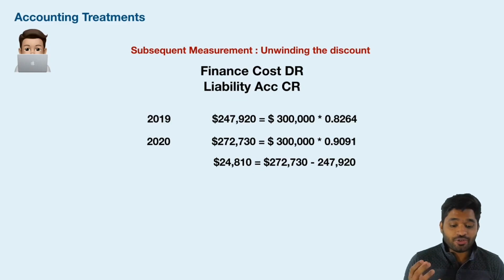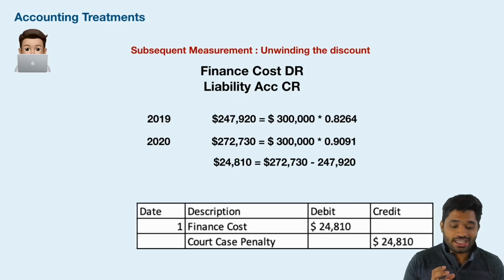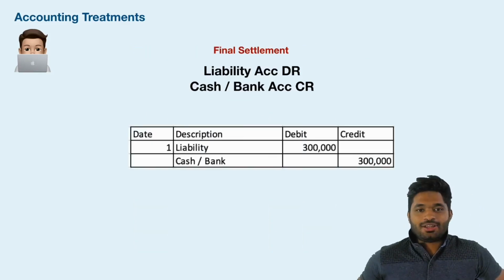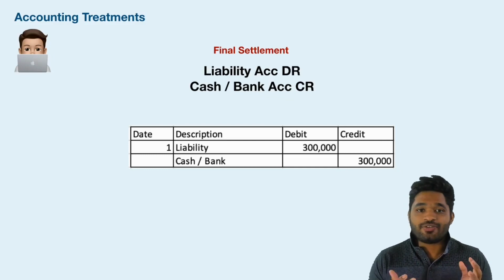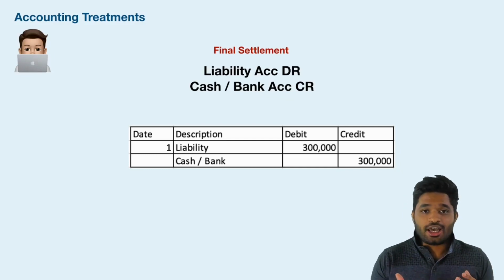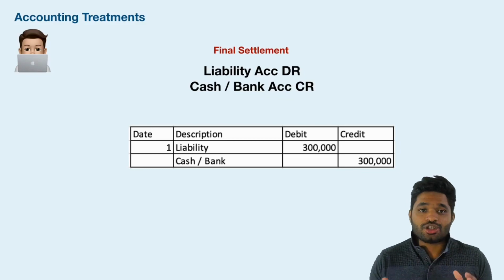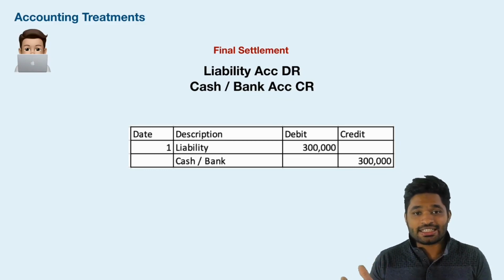Okay, so just like in a provision for doubtful debts, we account for the changes in the provision. Now there is a change of 24,810. This change is what we will be accounting for. So the double entries would be the finance cost will get debited by 24,810 and your liability account will get credited by 24,810. Let's look at the accounting treatment at the final settlement. And when you finally settle it, your liability is decreasing, therefore the liability account will get debited and you are using your cash or bank, so your bank or cash account will get credited.